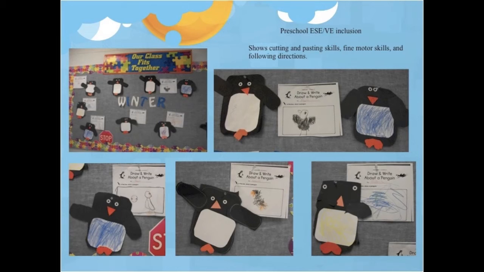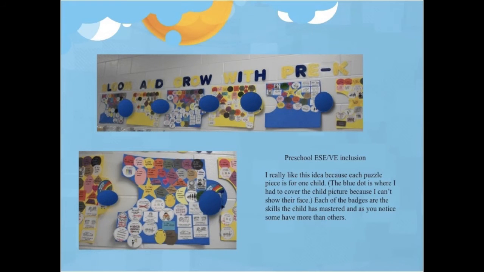This first set of examples is from a preschool classroom, which is ESE and VE inclusion. It shows their cutting and pasting skills, some fine motor skills, and some following directions. These examples come from the same preschool class. And I really like this idea because the puzzle pieces are for each child, and if they were put together, it would show how the children work as a group.